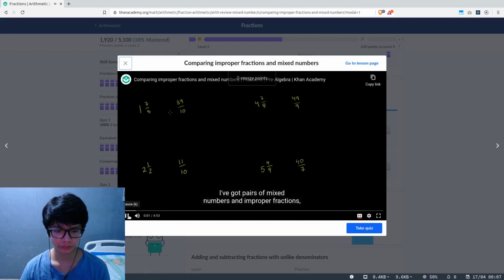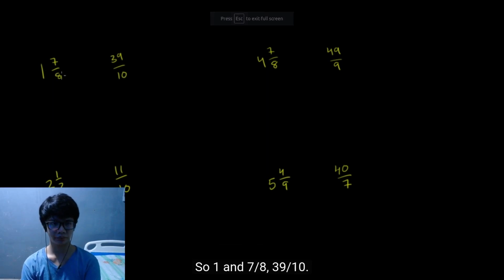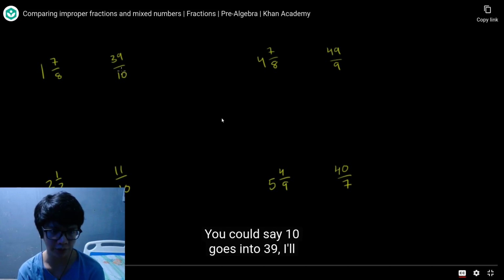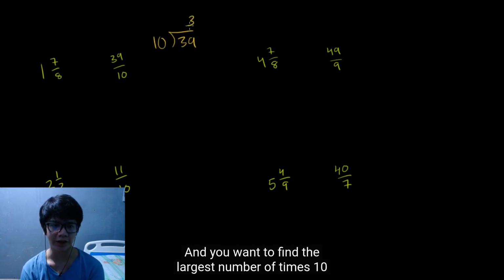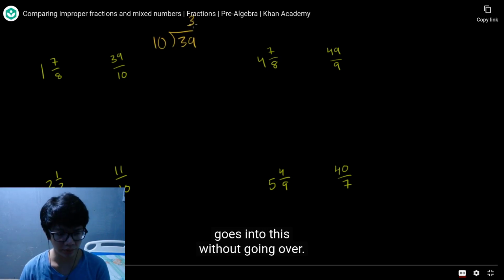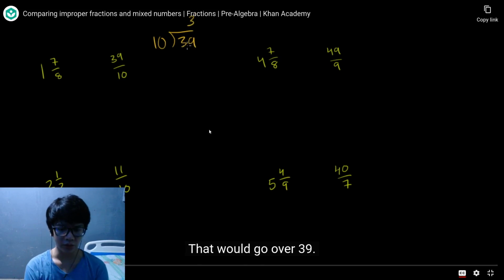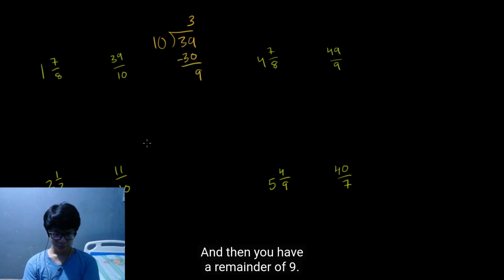I've got pairs of mixed numbers and improper fractions, and I want to think about which of the two is larger. So 1 and 7/8, 39 over 10. You can do this in your head. You could say 10 goes into 39. I'll even write it out. 10 goes into 39 3 times. You want to find the largest number of times 10 goes into this without going over. If you wrote 4 over here, that would be 40, which would go over 39. 3 times 10 is 30, and then you have a remainder of 9.